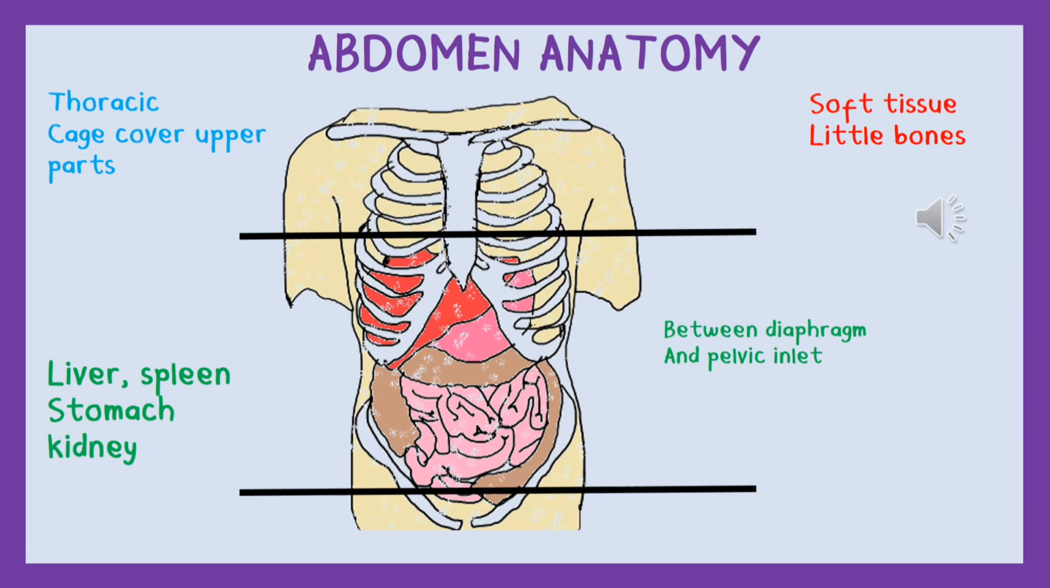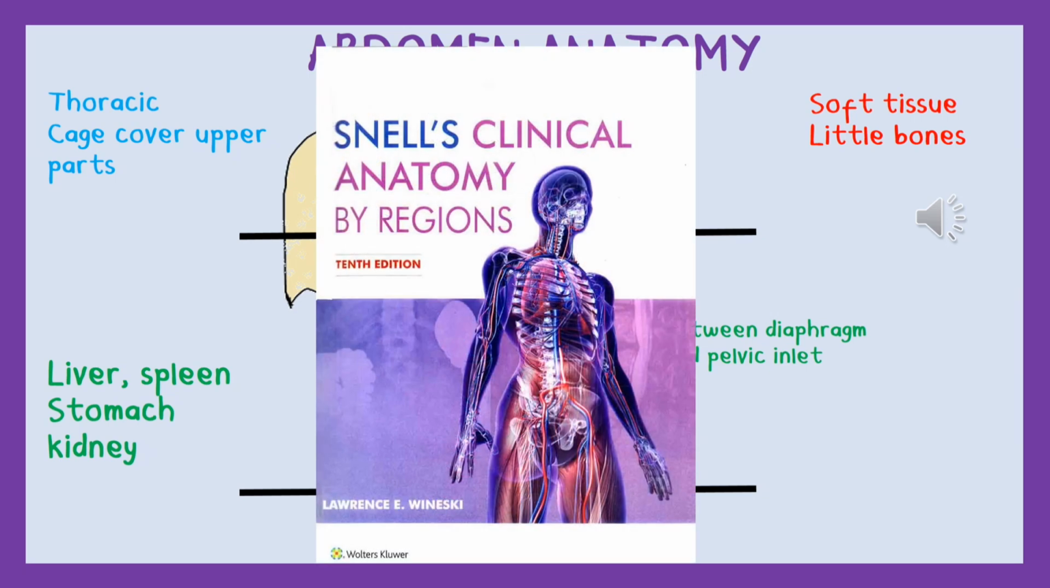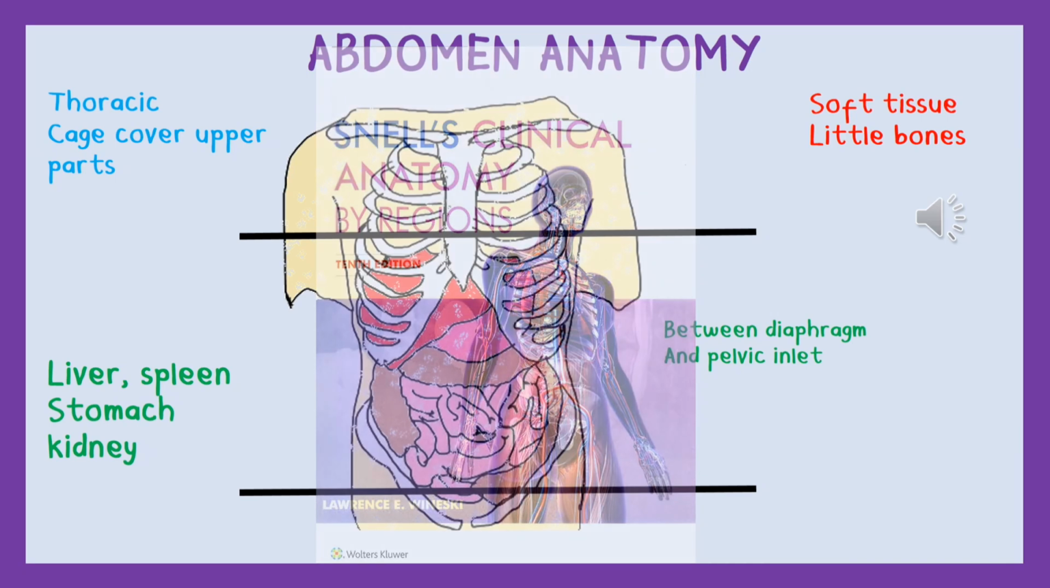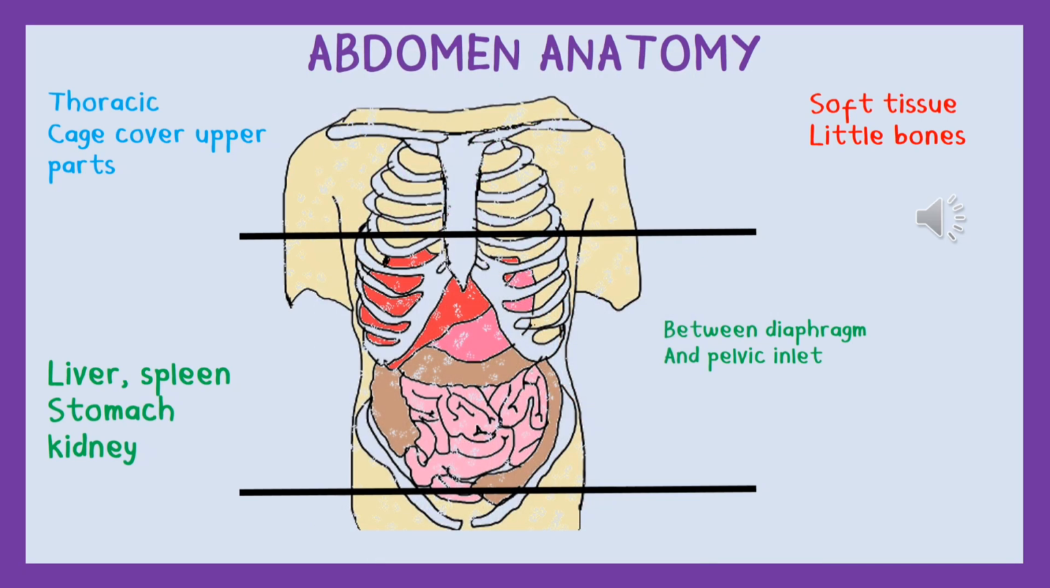We're going to start with a very basic overview of the abdomen, and then we will proceed to the more difficult topics. The reference book which I am using for this topic is Snell's Clinical Anatomy. As a matter of fact, this is really easy to understand. Anyway, let's get started. The abdomen is the region of the trunk between your diaphragm and the pelvic inlet.